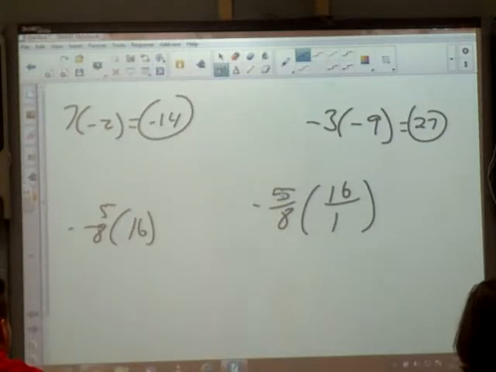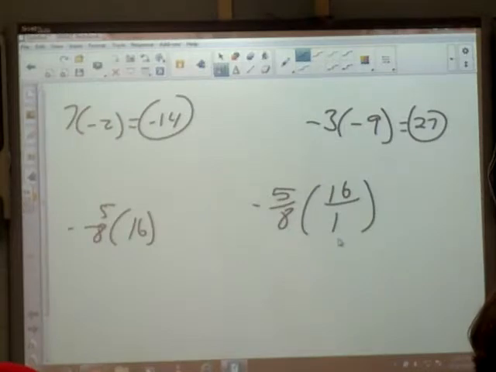Now when you multiply with fractions, you could multiply straight across the top, straight across the bottom. That's what you do. Now some of you might know what 5 times 16 is in your head. I believe it's 80, so that's not too hard of a one to do. And then straight across the bottom. You would have to reduce at the end. It's my preference to reduce first, because you get smaller numbers and you can work with them in your head easier.